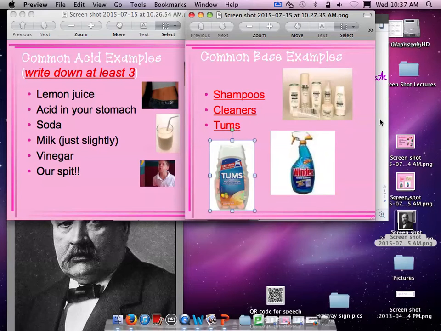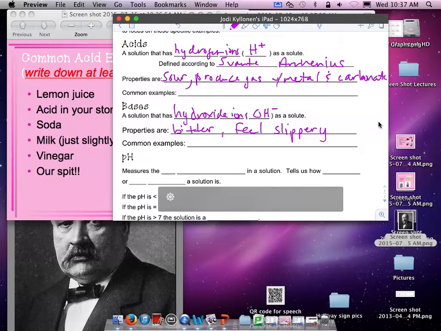Shampoos, just as a side note, sometimes you can have acidic shampoos. If your hair is really frizzy, you might get an acid shampoo because that actually will help your hair follicles lie straight. So some connections between things in your real life and acids and bases and this chemistry stuff. All right, so write down those common examples.